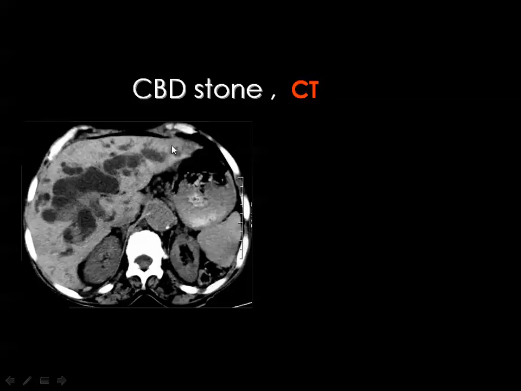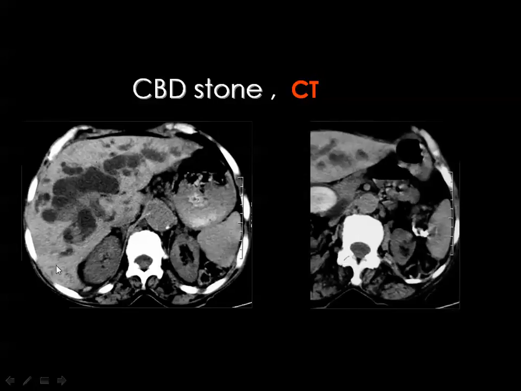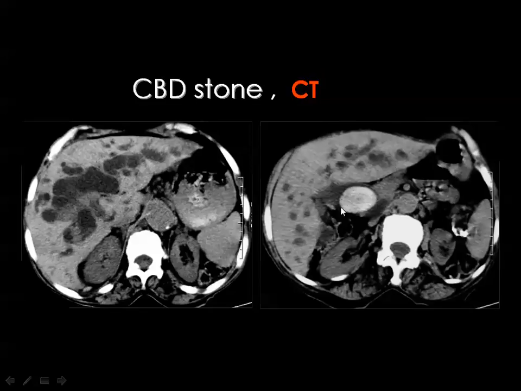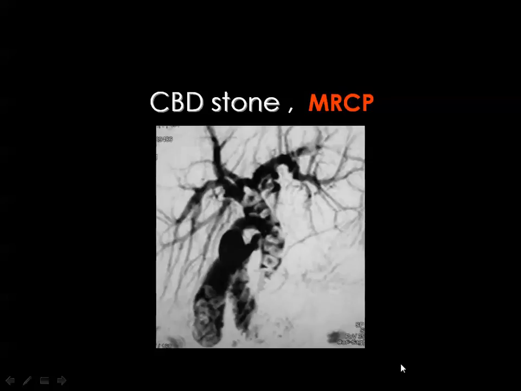Here you see severe dilatation of the intrahepatic biliary radicals in both lobes. Lower down you see a big stone in the proximal part of the common bile duct. Then you have reached the level and the cause of biliary obstruction.